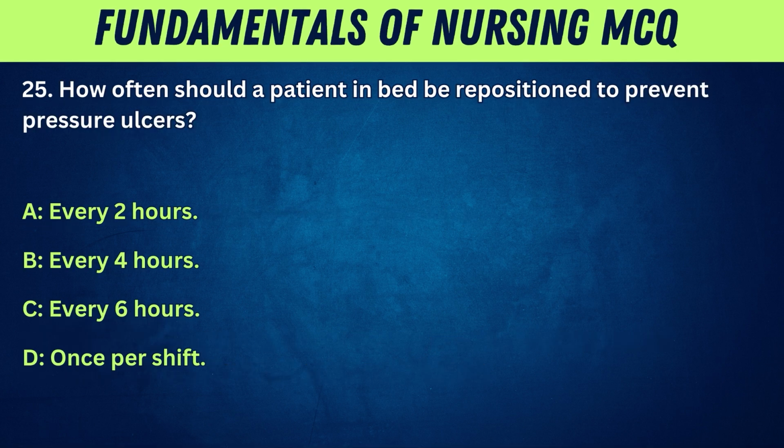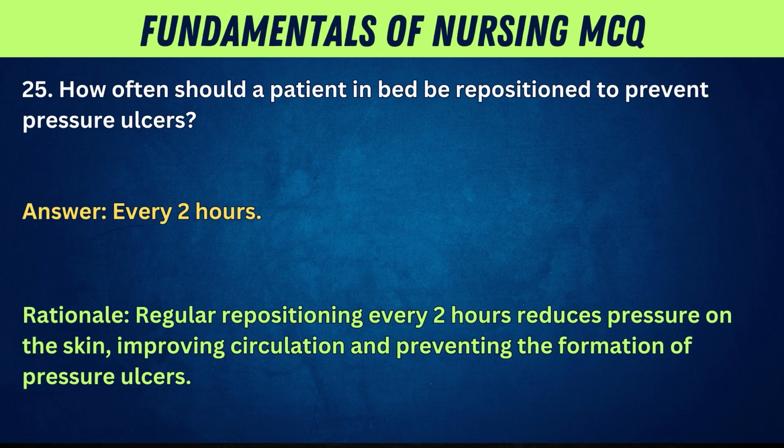25. How often should a patient in bed be repositioned to prevent pressure ulcers? A. Every 2 hours. B. Every 4 hours. C. Every 6 hours. D. Once per shift. Answer: every 2 hours. Rationale: regular repositioning every 2 hours reduces pressure on the skin, improving circulation and preventing the formation of pressure ulcers.